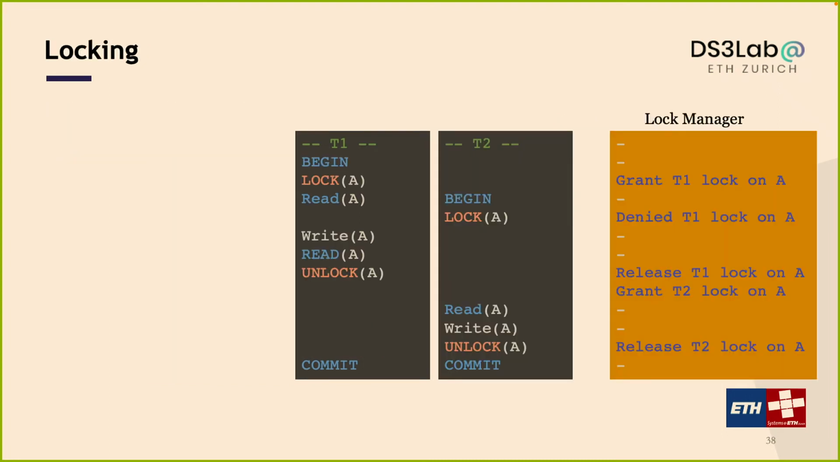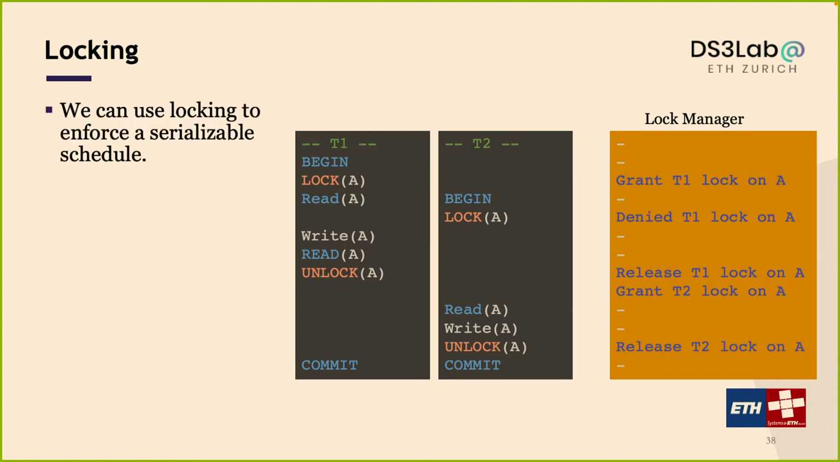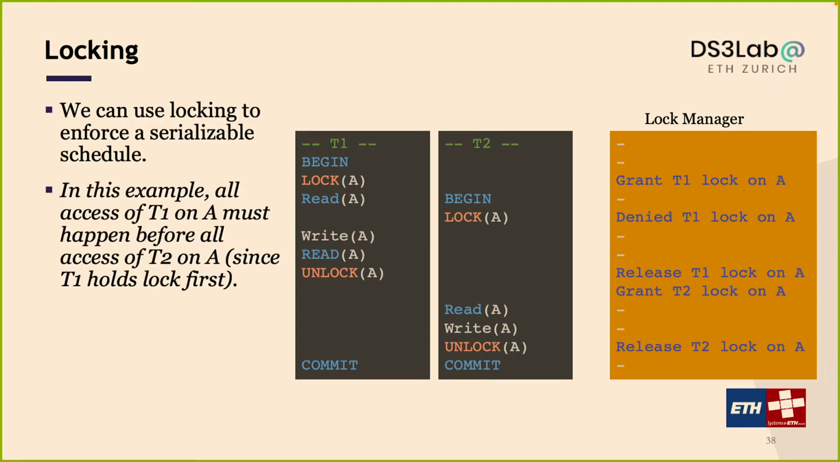So we can use locking to enforce serializability, right? In this example, if you think about what locks are trying to do, they are enforcing the direction of all the conflicts from one transaction to the other. In this case, because T2 needs to wait, all the read and write conflicts on object A will happen from T1 to T2. It is not possible for there to be a conflict from T2 to T1.